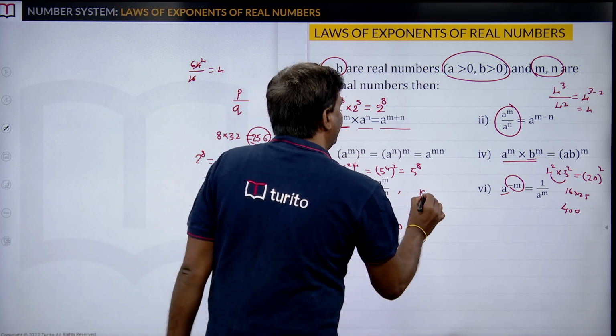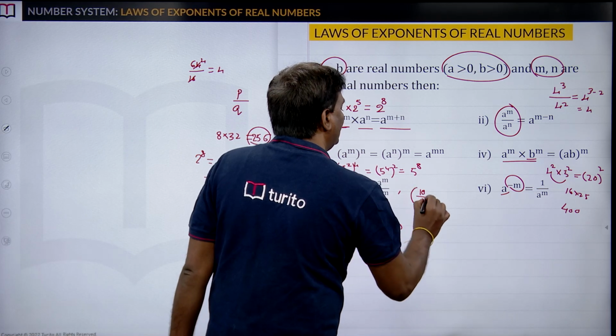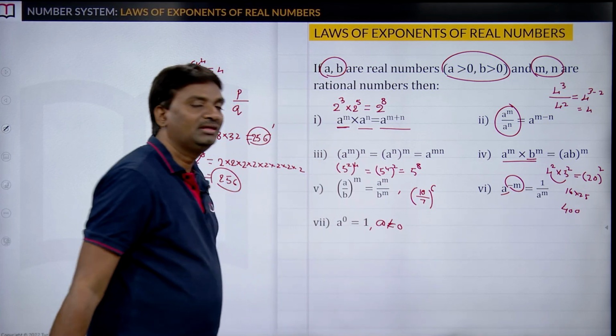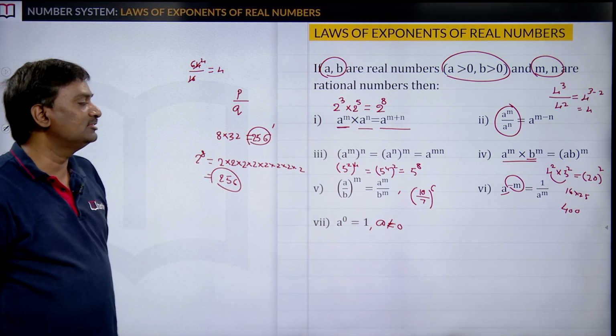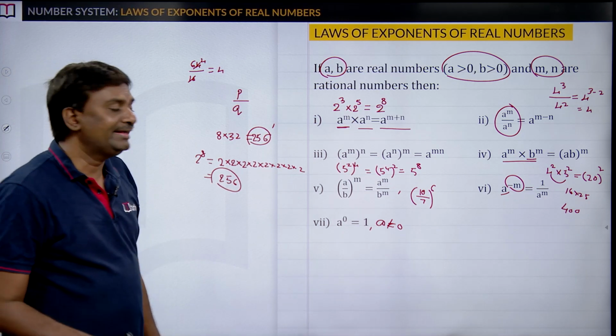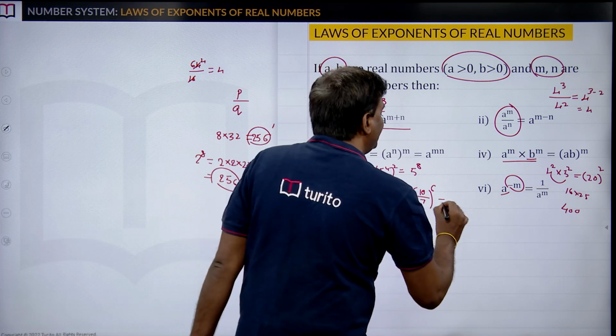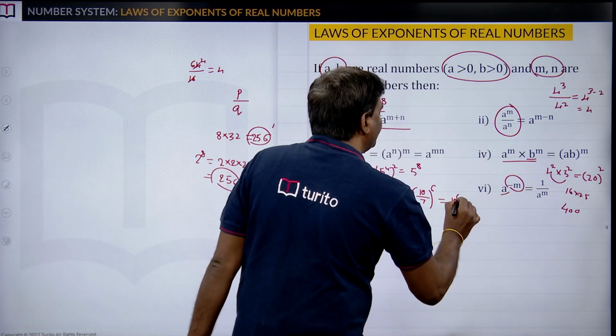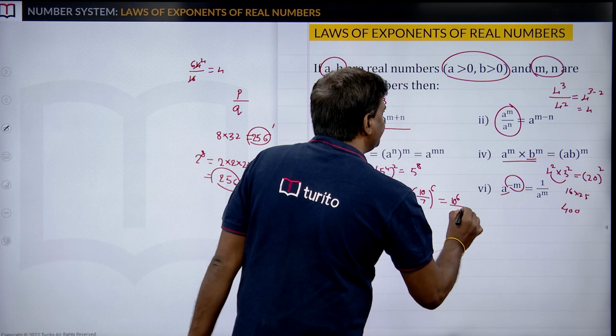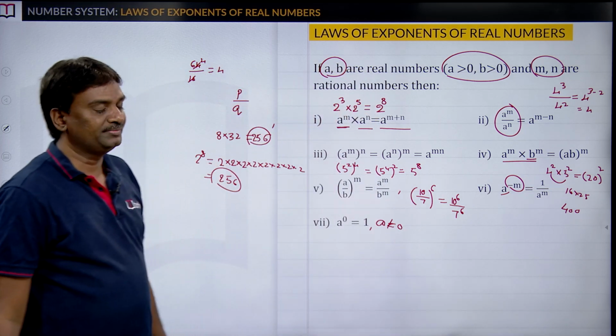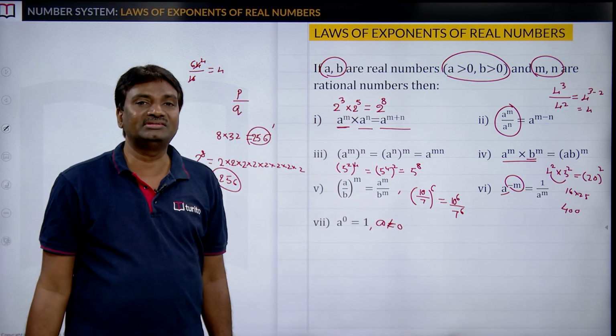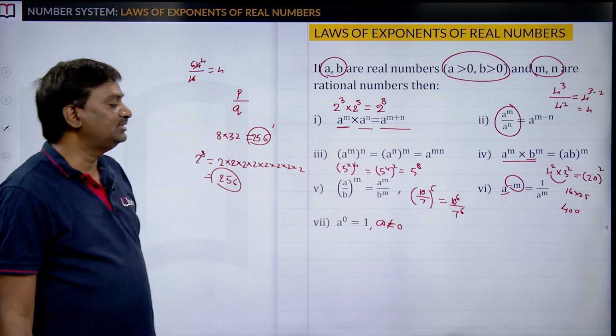So take (10 by 7) power 6. In place of a we have 10, in place of b we have 7, and we have taken the same power, that is 6. By separating the numerator and denominator, we get 10 power 6 by 7 power 6. So we can express (10 by 7) power 6 as 10 power 6 by 7 power 6.